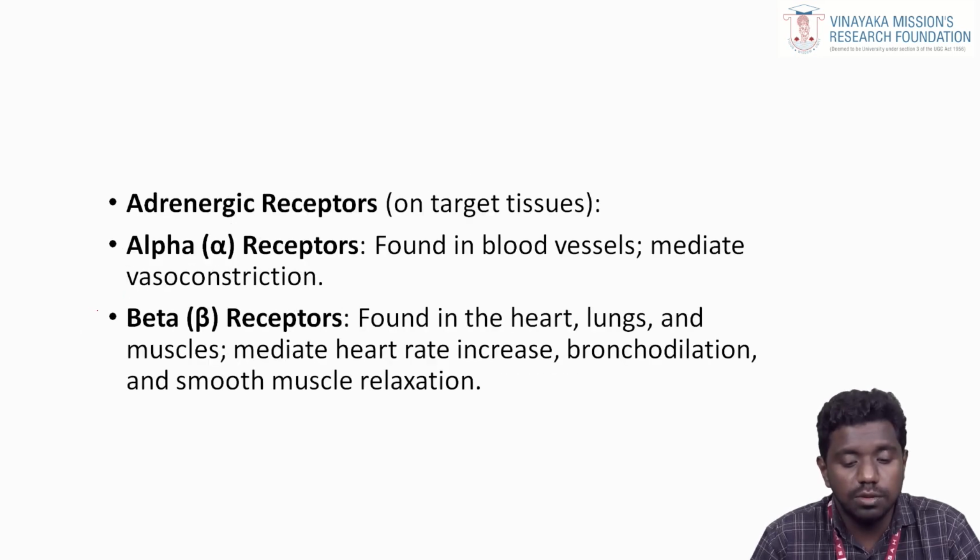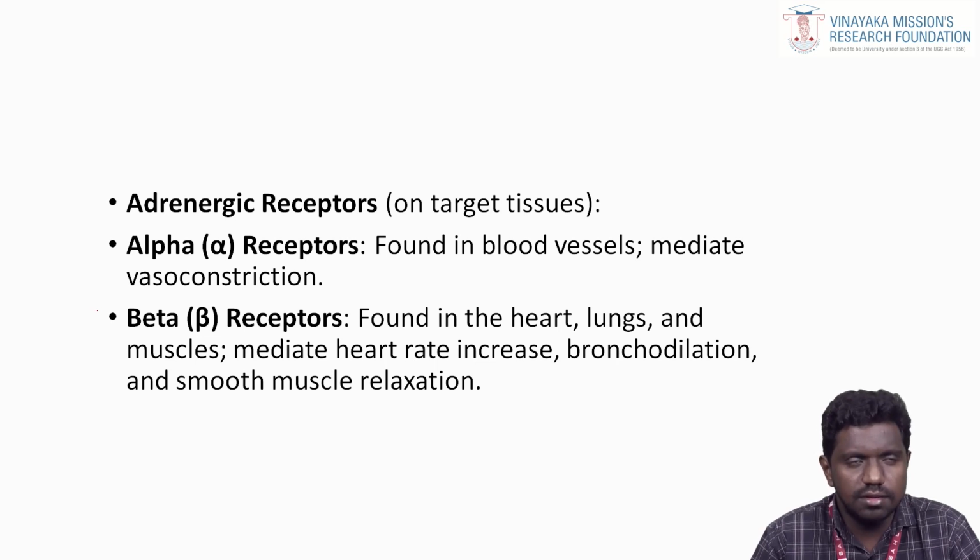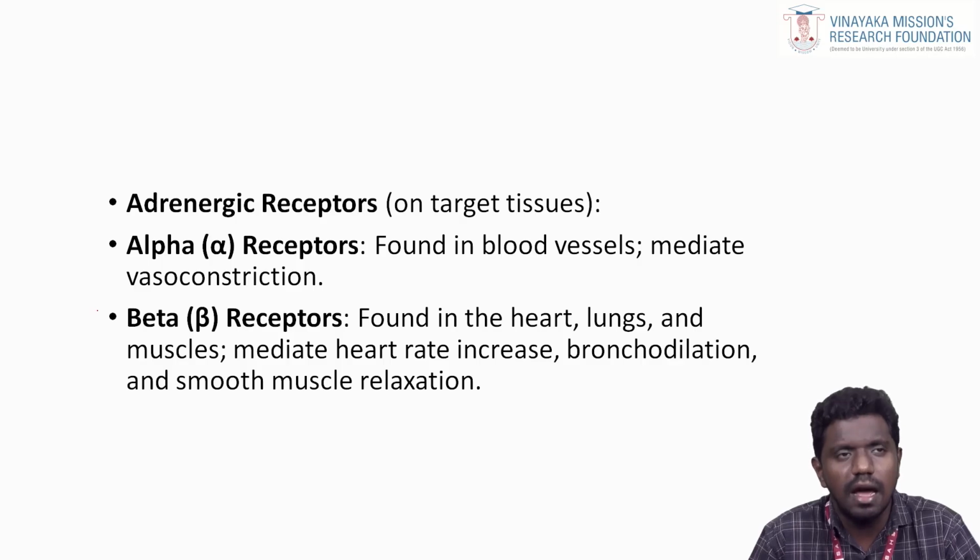Adrenergic receptors on target tissues. Where the sympathetic nervous system acts is called the target tissues. First, alpha receptors found in blood vessels mediate vasoconstriction. Among the adrenergic receptor types, the first one is alpha receptors, mostly found in the blood vessels. The function of the sympathetic nervous system in the blood vessels is constriction, which reduces the blood flow to the unessential areas and increases the blood flow in the essential areas.